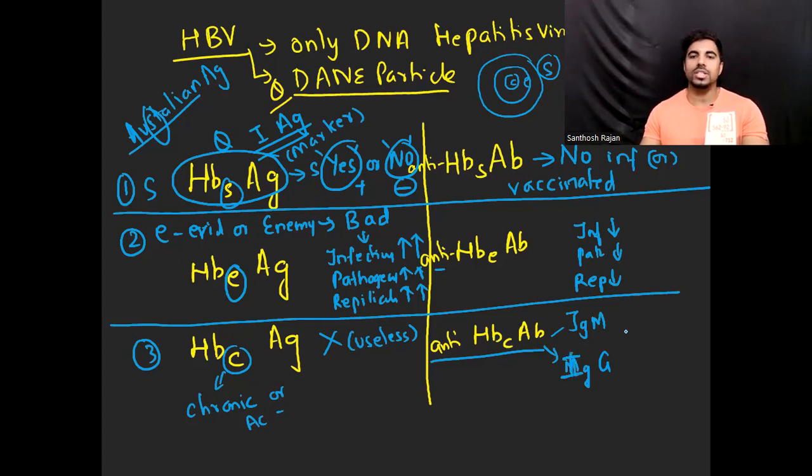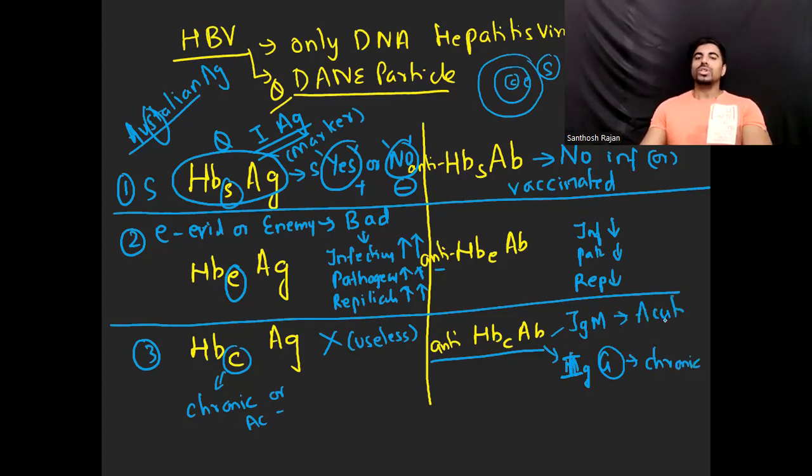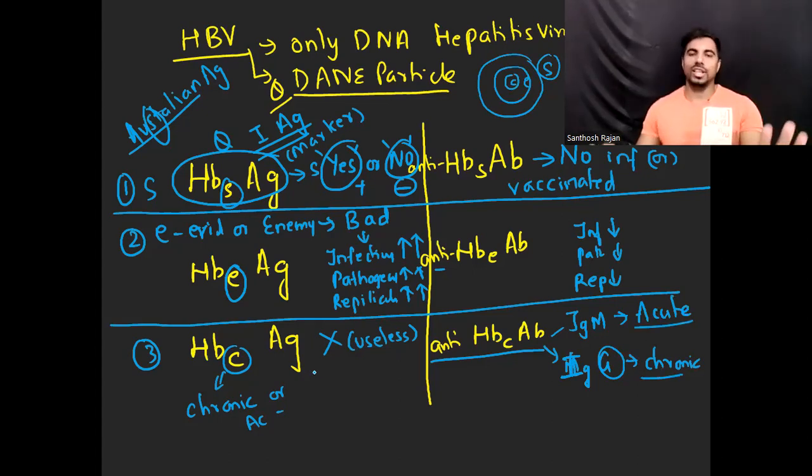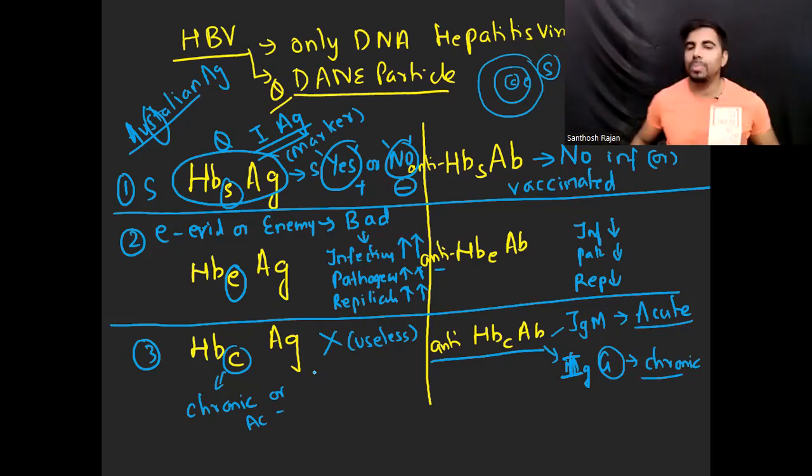IgM and IgG. G you always know: G for God. God will help all the chronic infection people. M is millionaire. M will usually help the acute infection people. So it means acute infection of hepatitis. G means chronic infection. If a question comes on this basis, please don't forget.